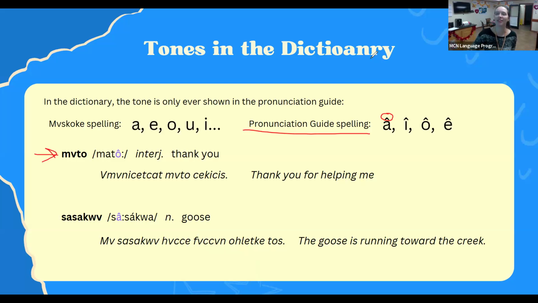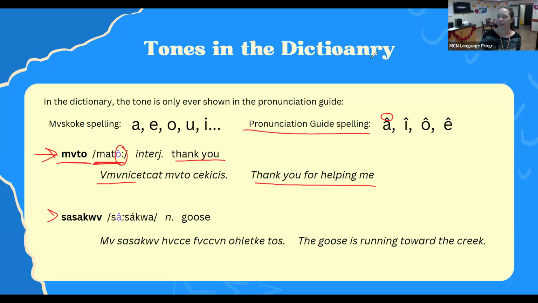So a really common word that a lot of us know is thank you. You can see in the English or in the Mvskoke, it's written with nothing, but in the pronunciation guide, there's your tone. So it's not mado, it's mado, right? You'll never hear someone go, mado. So it means thank you. Amane jitjat, mado, jigajs. Thank you for helping me.